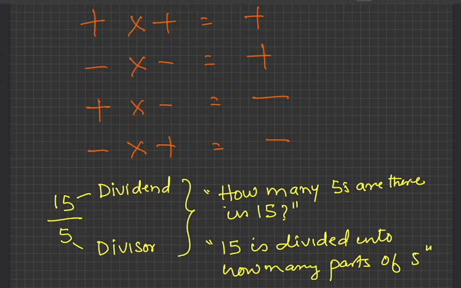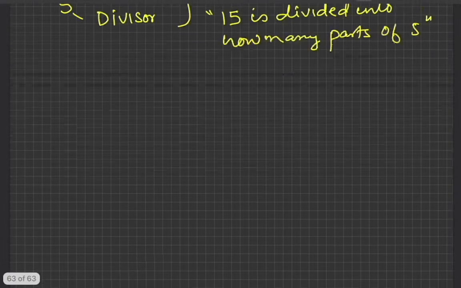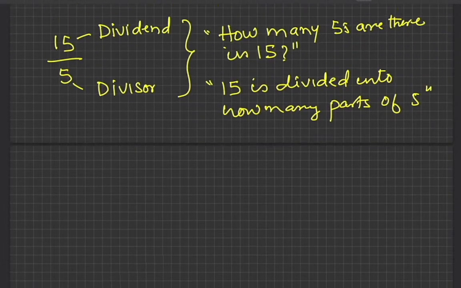So here it is 15 divided by 5. There are basically three fives in 15. So three whole fives in 15. So 15 divided by 3... sorry, 15 divided by 5 will give me 3, which is called the quotient. And my remainder is 0. So here both are taken as positive numbers, and that is why my quotient is also a positive one.